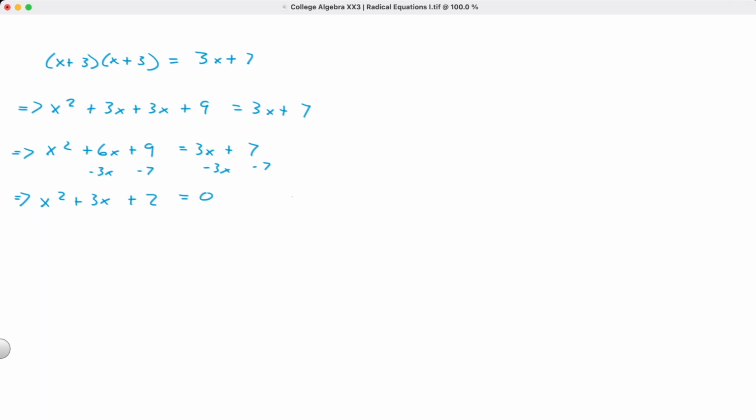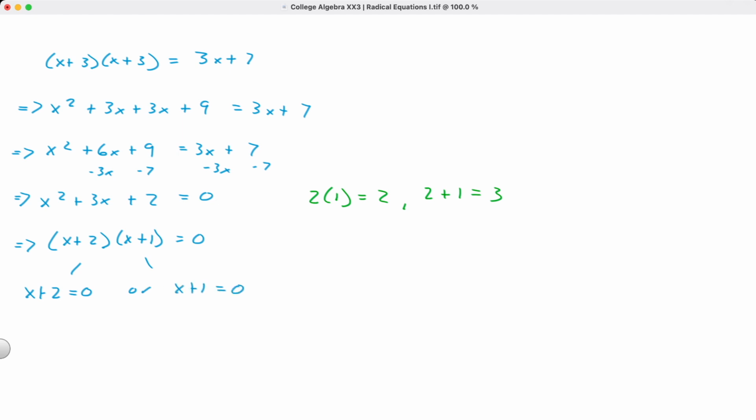We can recognize here that 2 times 1 is going to equal 2, and 2 plus 1 is going to equal 3. And so our factors would be x plus 2 and x plus 1. Utilizing the zero factor property, this tells us that x plus 2 could equal 0, or x plus 1 could equal 0, which we can solve for -2 or -1.